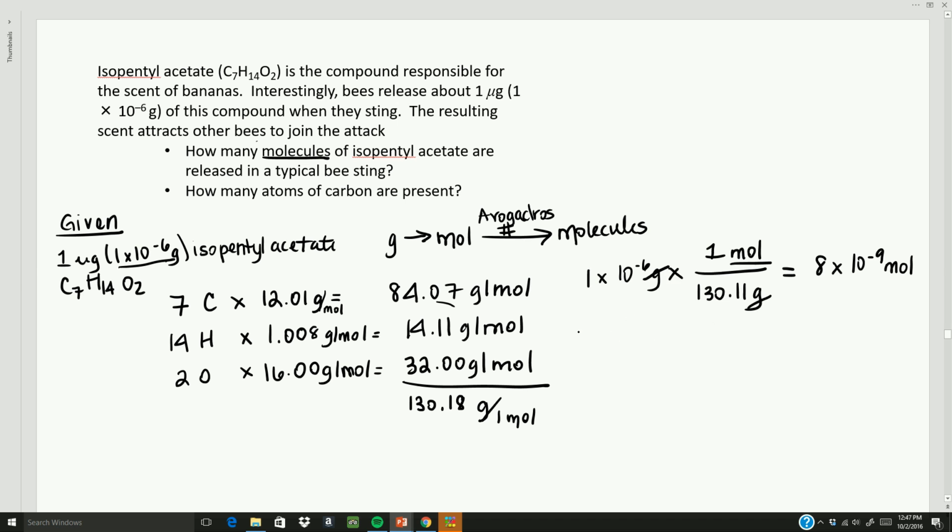Alright, so now we can use Avogadro's number to get the number of molecules. So in this example, we're just rounding throughout, so keep that in mind. So we have 8 times 10 to the negative 9th moles of isopentyl acetate per 1 bee sting. So for every 1 mole, we have 6.022 times 10 to the 23rd molecules of isopentyl acetate. Okay. So we work that math out, and we get 5 times 10 to the 15th molecules.